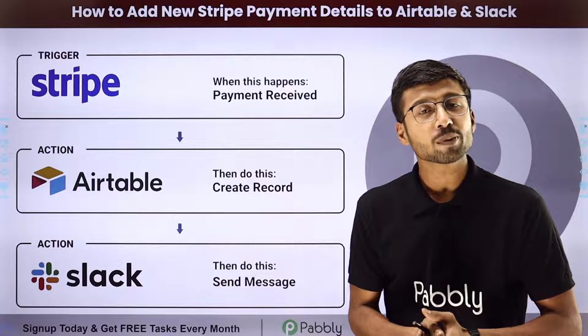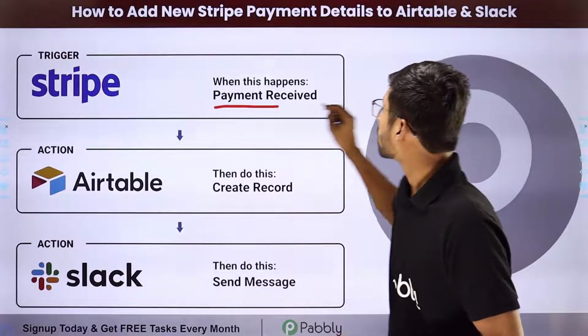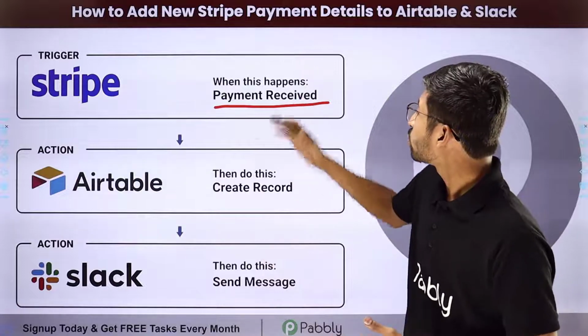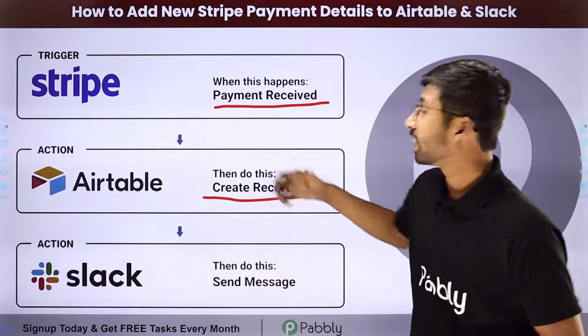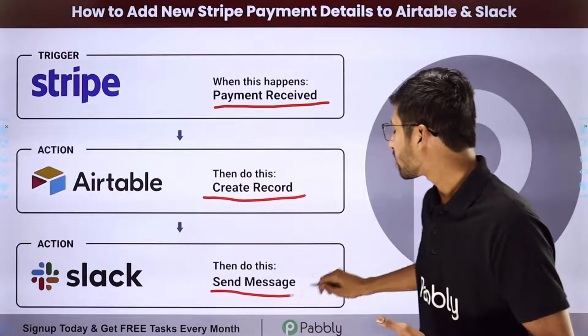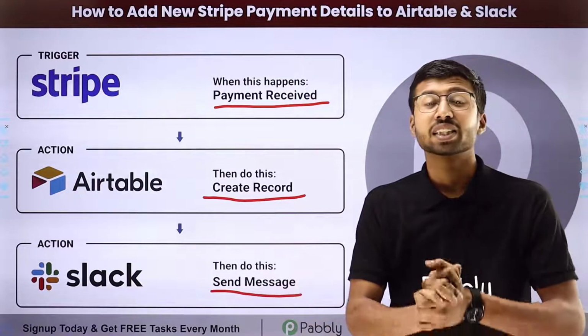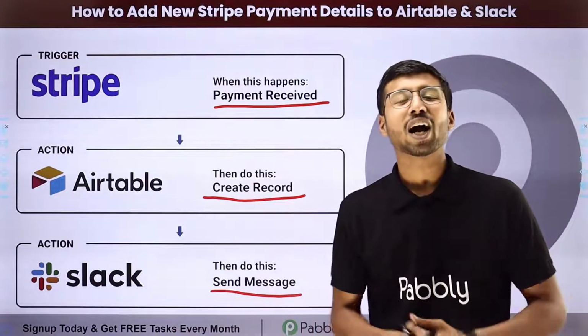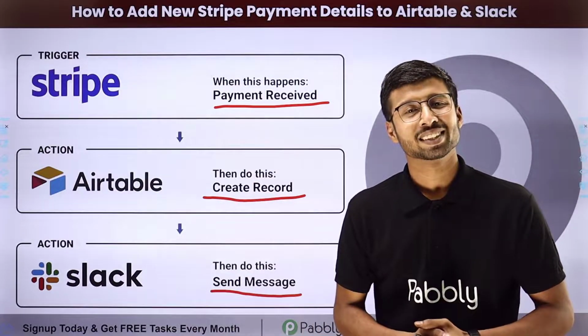So the trigger of this automation will be receiving a new payment on our Stripe account. And the action will be adding those new payment details as a new record in our Airtable database, and also sending a channel message on our Slack channel with the same payment details and customer details. Now guys, how can you set up this automation? To know this, you have to come with me to my screen.